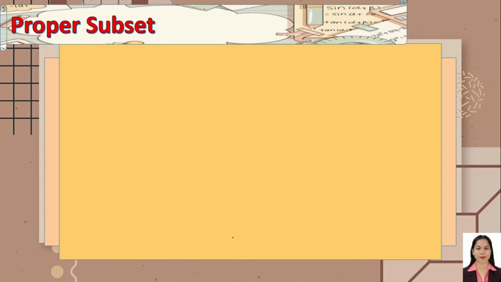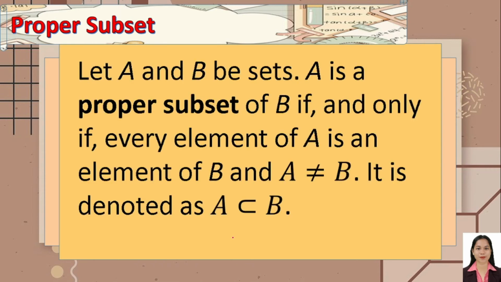Okay? So, let A and B be sets. So A is a proper subset of B if and only if every element of A is an element of B and A is not equal to B. So, ibig sabihin, may at least one element lang dyan na wala sa A, proper subset na yung tawag sa kanya. At least one element lang dyan na nandoon sa B pero wala sa A, proper subset na yung tawag sa kanya. A is a proper subset of B.